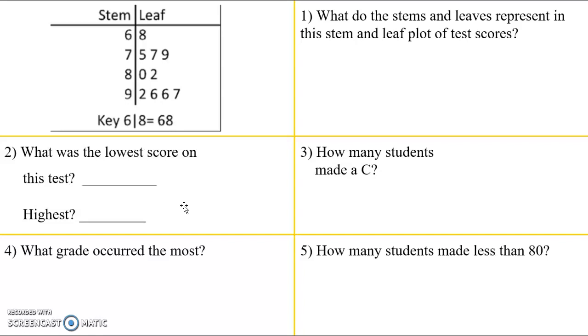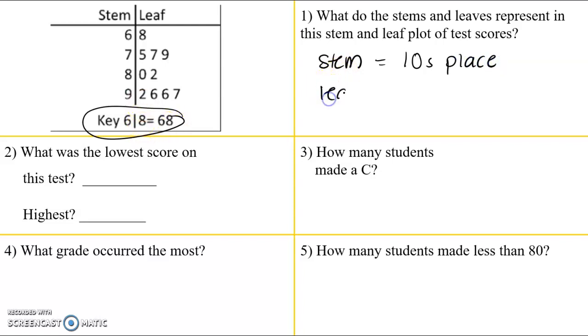Okay, let's talk about a stem and leaf plot now. So the first thing you're going to notice on a stem and leaf plot is the key. Down here at the bottom, the key tells us what the stems and leaves represent. And that's our first question here. So looking at this, since it says 6/8 = 68, that's telling us the stem, which is 6, is representing the tens place. And then the leaves, which is represented by 8 here, is going to be the ones. So that's important to notice first.